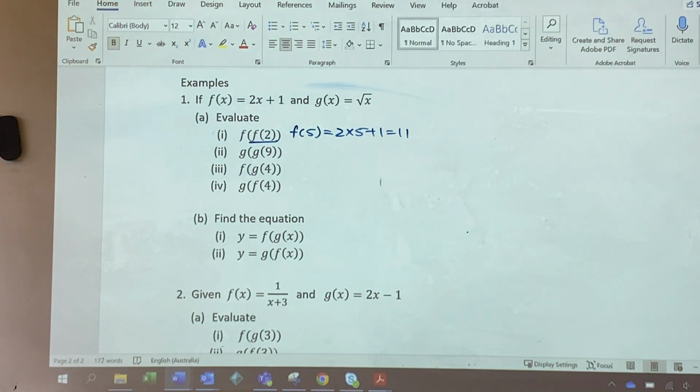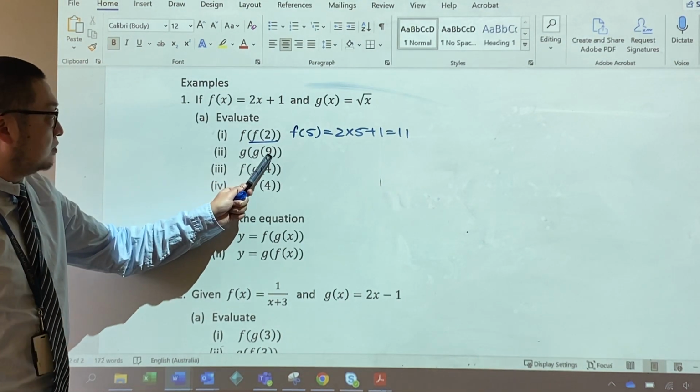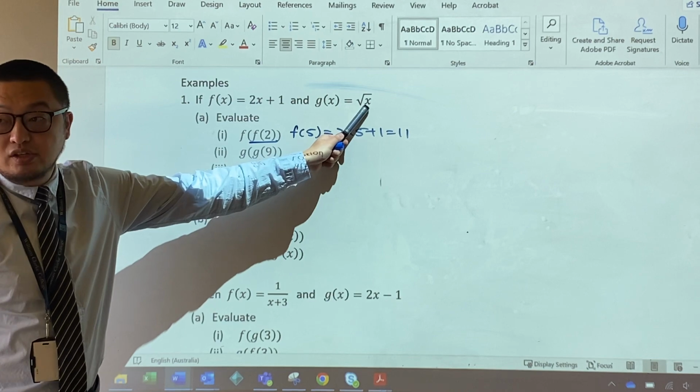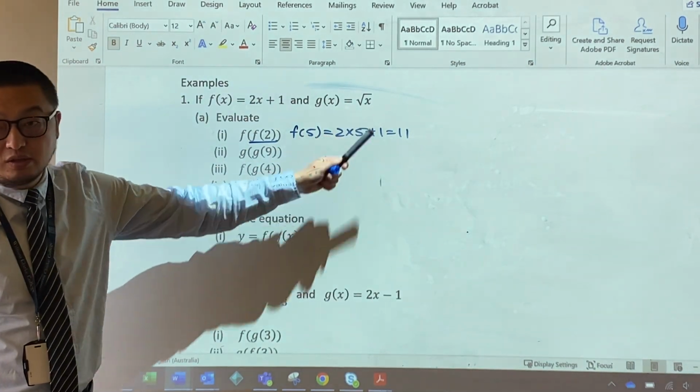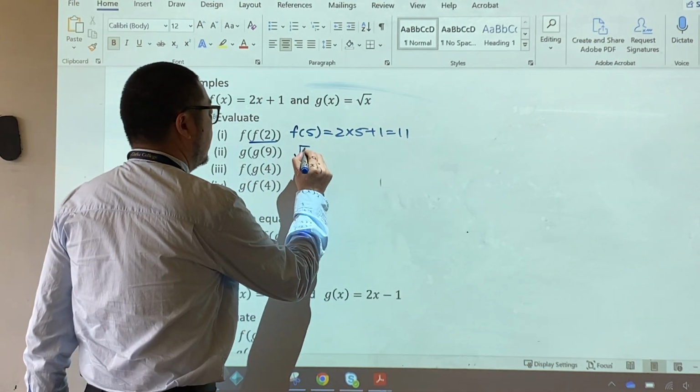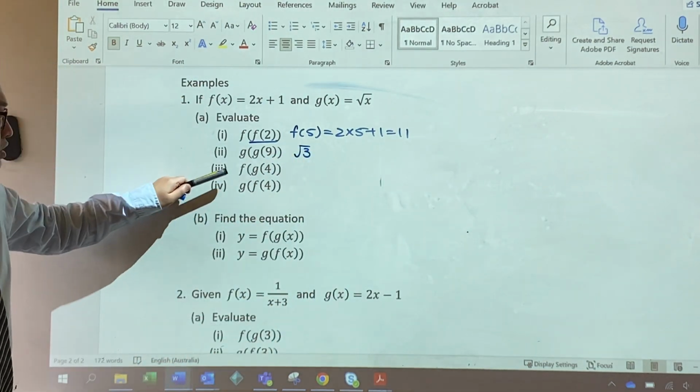Easy? Can you guys try the second one? g of 9. Give it a go. Root 3. Very good. Let's try. g of 9. g of 9 is root 9. Root 9 is 3. Yeah? And perform that again. Root 3. Very good. Okay.